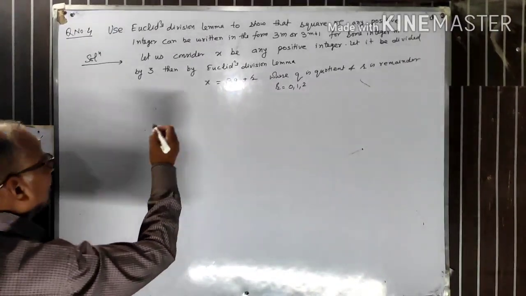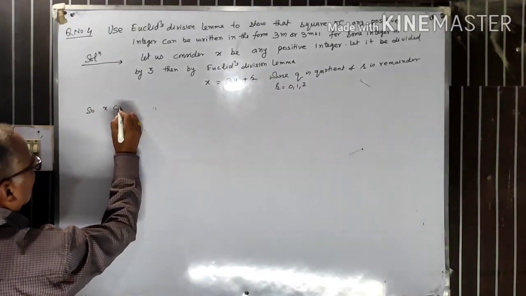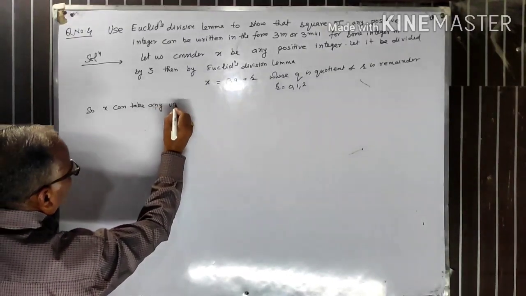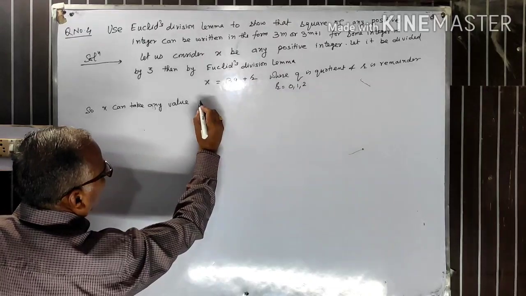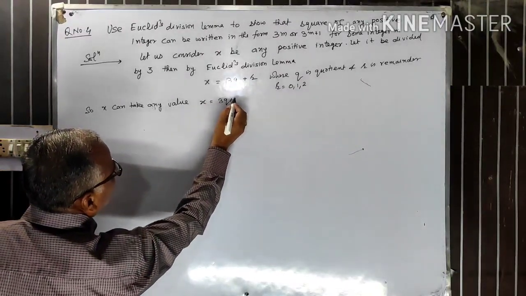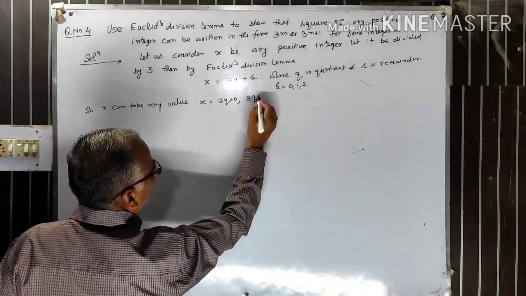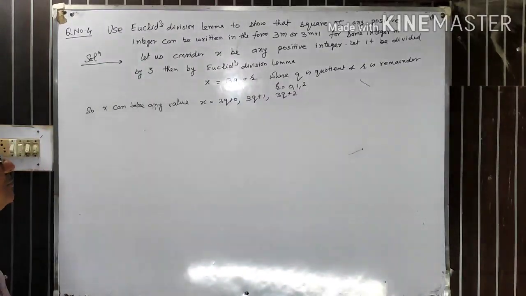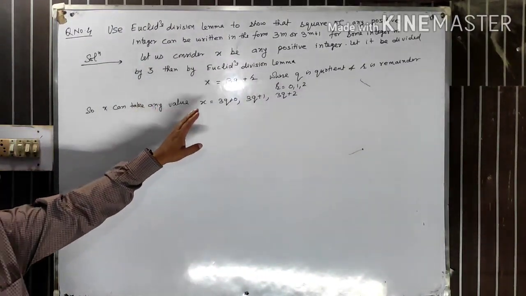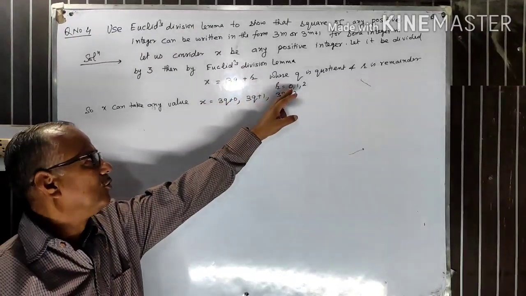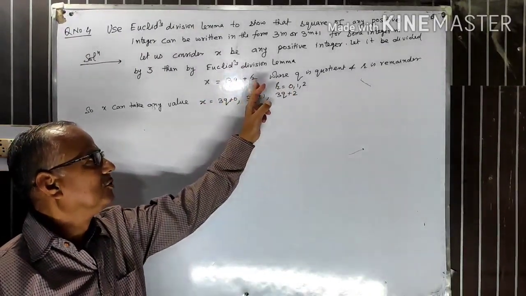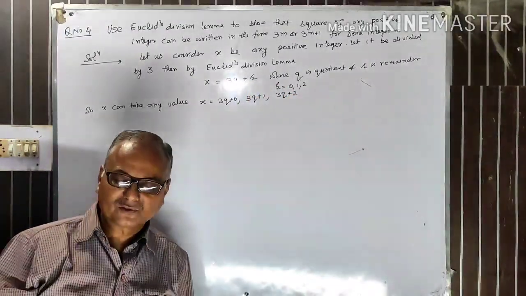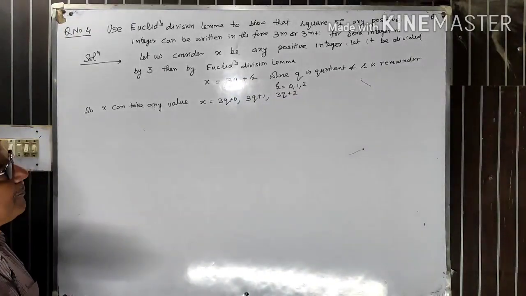So x can take any value: 3q plus 0, 3q plus 1 and 3q plus 2. You put the value of r here: if you put 0, 3q plus 0, if you put 1, 3q plus 1, and if you put 2, it will be 3q plus 2. This is any positive integer.